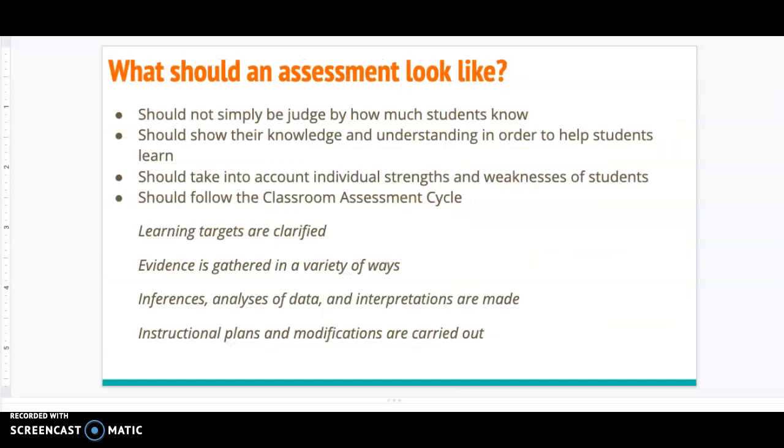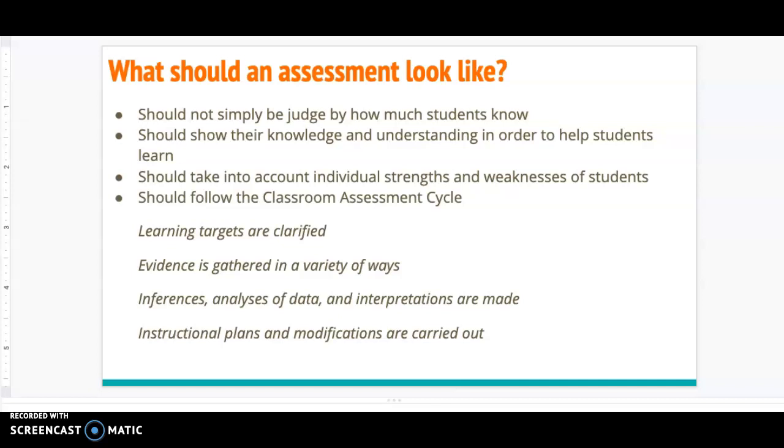So, what should an assessment look like? Assessments should not simply be judged by how much students know. They should also show the students' knowledge and understanding. By doing this, we as teachers are able to help students learn better. They should take into account individual strengths and weaknesses of students. And lastly, they should follow the classroom assessment cycle.